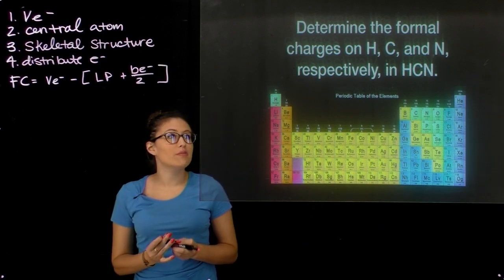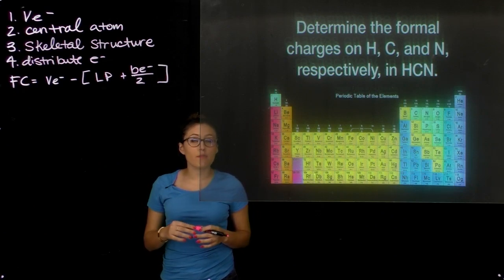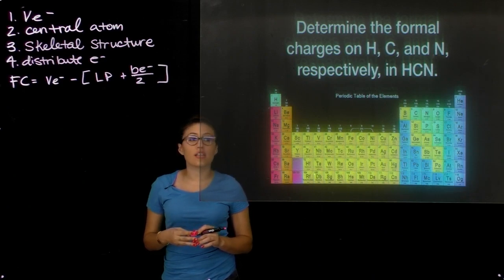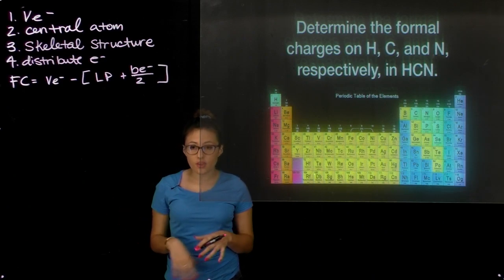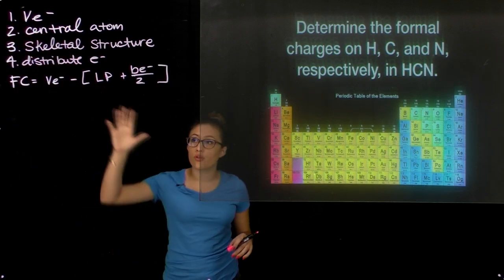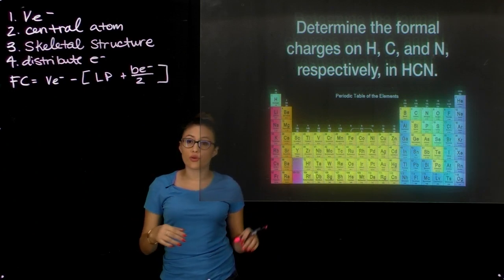Hello everyone, we're going to be doing another formal charge problem. This question says to determine the formal charges on hydrogen, carbon, and nitrogen, respectively, in HCN. At this point, we've done a number of Lewis structures already, so we know the four steps to follow. Let's go ahead and do those first.